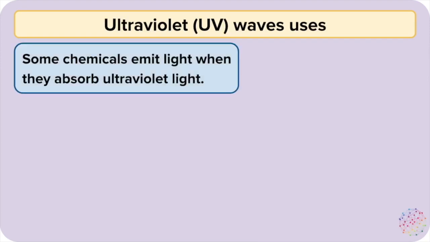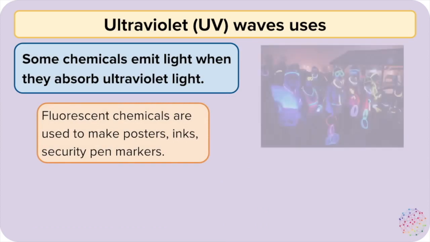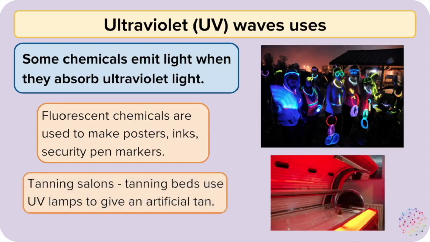Some chemicals can emit light when they absorb ultraviolet light. Fluorescent chemicals are used to make posters and inks and security pen markers, seen here. Ultraviolet waves can also be absorbed by your skin, which can lead ultimately to damage, burns, or even killing of skin cells. But a use has been found by these ultraviolet waves in tanning salons, as tanning beds use UV lamps that give an artificial tan.